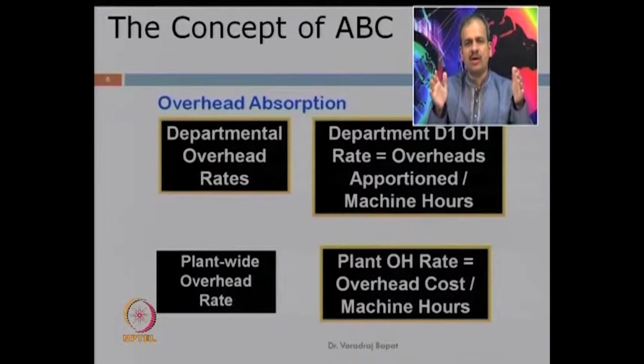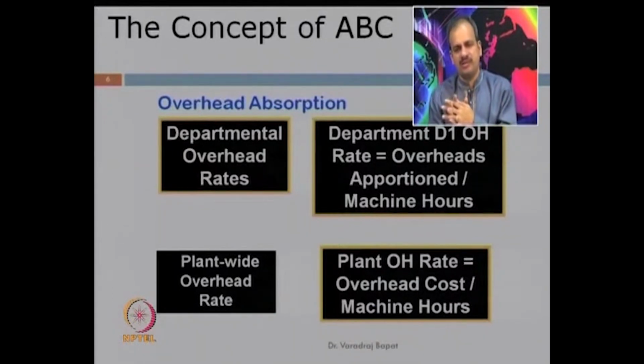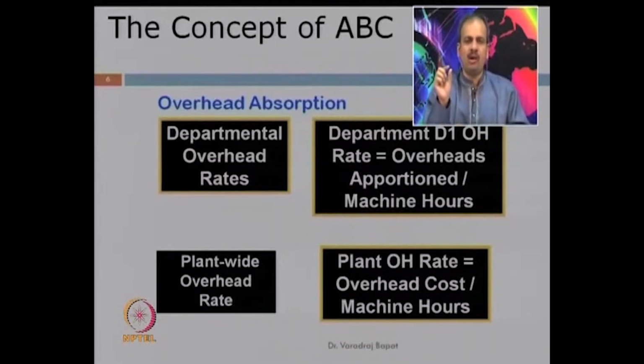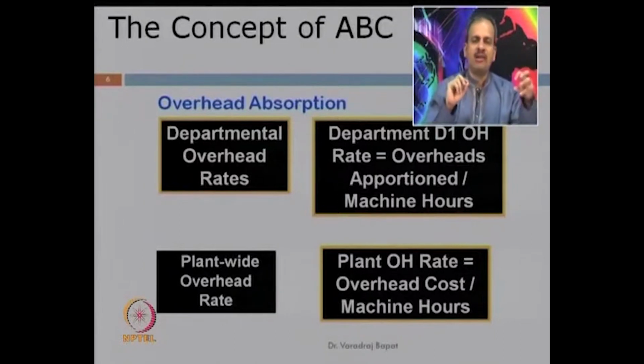All these overhead costs are simply added and an appropriate base is chosen. I have assumed machine hour is a good base. So the total cost for the plant is collected and simply divided by machine hours, so we get the machine hour rate. Whatever product passes through the plant, based on the machine hours consumed for that product, we go on charging that product.